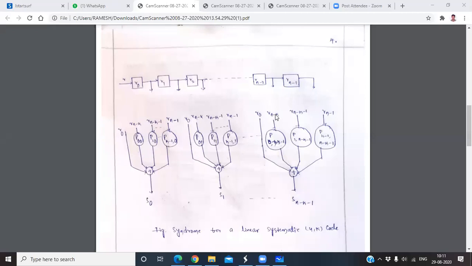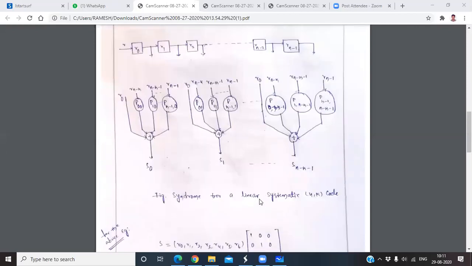Rn minus k, P0, n minus k minus 1, Rn minus k minus 1, P1, n minus k minus 1, plus up to so on Rn minus 1, Pk minus 1, n minus k minus 1. Please change here, this is plus 1. This is n minus k minus 1. Here also plus 1. Okay. Please change. Now clear about this? Finally S0, S1 up to so on Sn minus k minus 1.